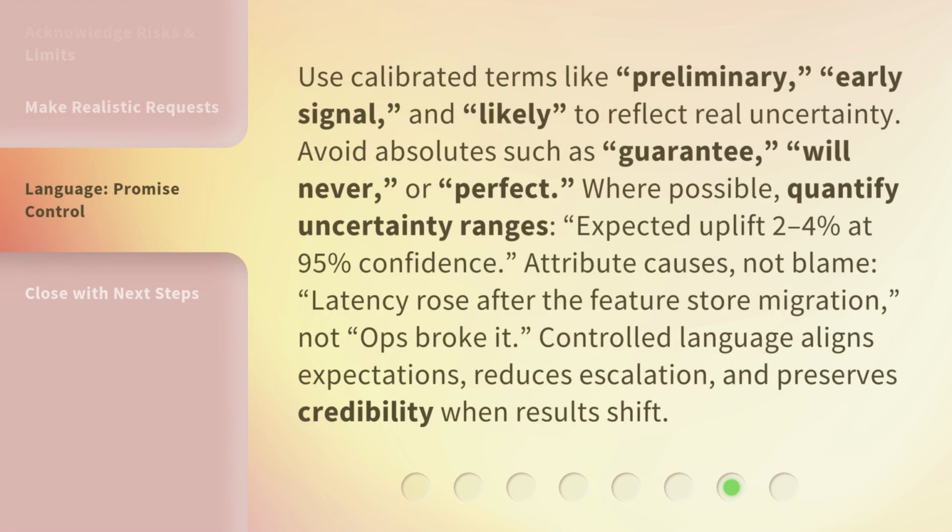Use calibrated terms like preliminary, early signal, and likely to reflect real uncertainty. Avoid absolutes such as guarantee, will never, or perfect. Where possible, quantify uncertainty ranges. Expected uplift 2 to 4% at 95% confidence. Attribute causes, not blame. Latency rose after the feature store migration, not ops broke it. Controlled language aligns expectations, reduces escalation, and preserves credibility when results shift.